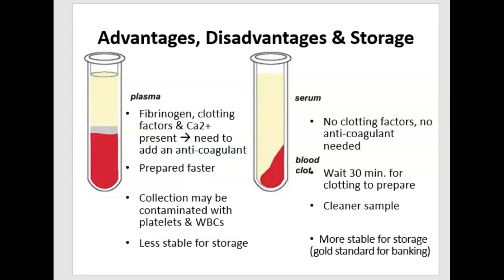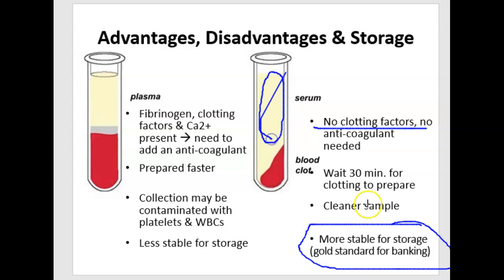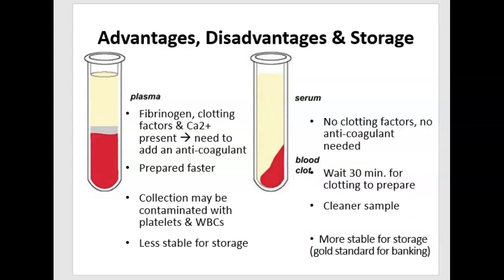So plasma is less stable for storage. Serum is more stable for storage because the clot has already happened. No clotting factors are even present in the serum because it was collected after a clot formed. So you wait 30 minutes for clotting, then you collect the serum and you get a clean sample. That's the difference between serum and plasma, or plasma and serum. That's not in your study questions, but students always ask me, so I thought I'd put that in. Thank you very much. That's the end of this lecture.